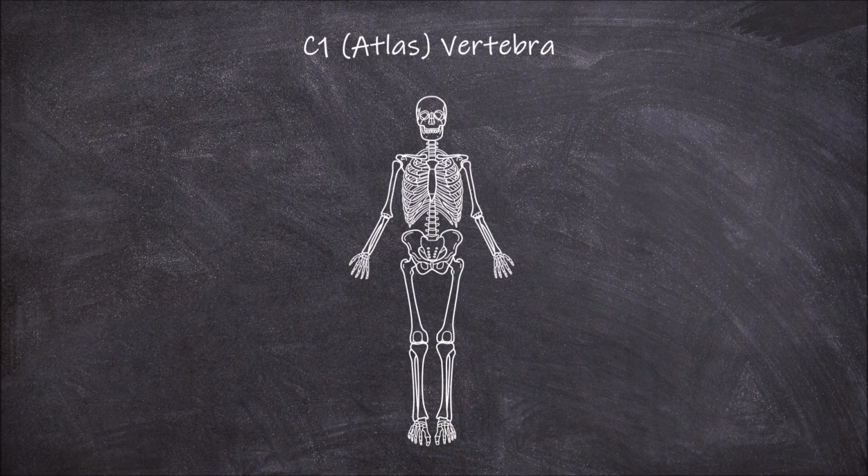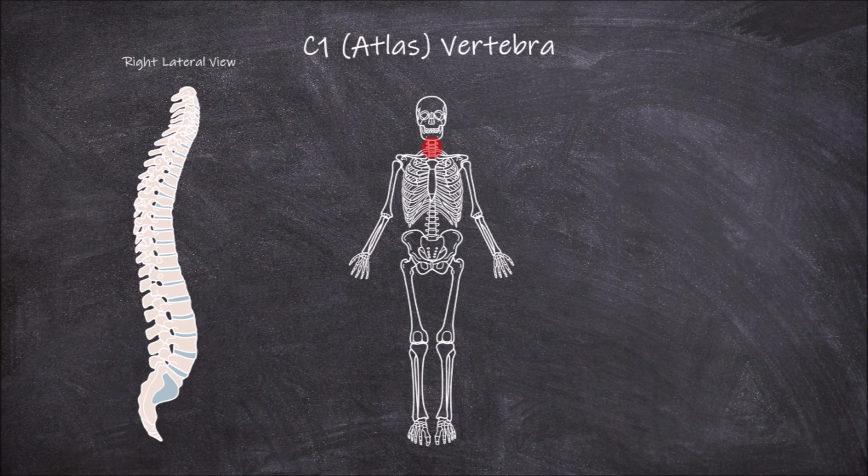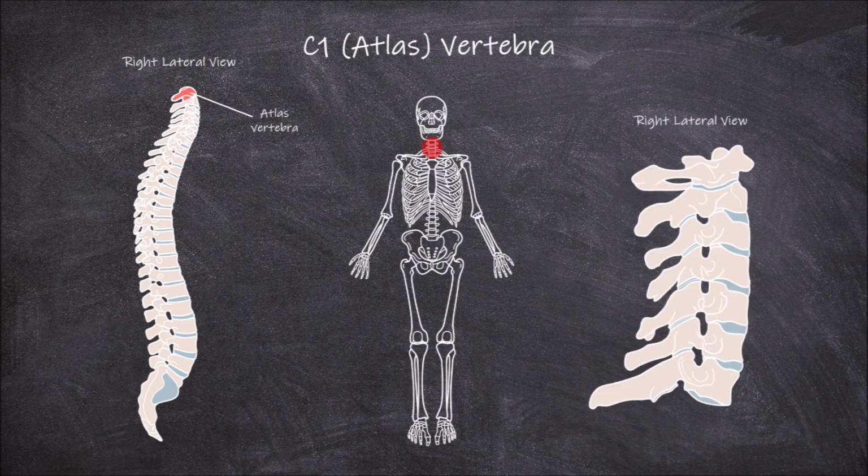The C1 vertebra, also known as the atlas bone, is the first cervical vertebra. It is located in the neck at the top of the spine. If we look more closely at the vertebral column, we can see here highlighted in red that it is the first of all the vertebrae. If we now look even closer at just the cervical vertebrae, we can see here highlighted in red that it is the first of the cervical vertebrae.